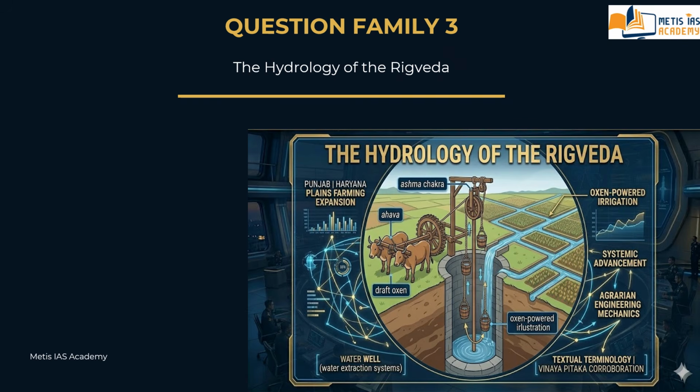So it talks about the hydrology of the Rigveda. In this, it talks about lifting water from a well. It talks about agrarian engineering mechanics. It talks about Ashma Chakra, it talks about Ahava, it talks about plains farming expansion, it talks about oxen power irrigation.